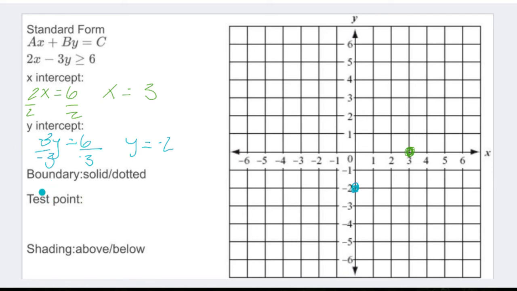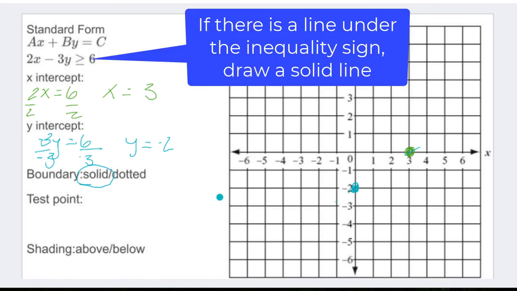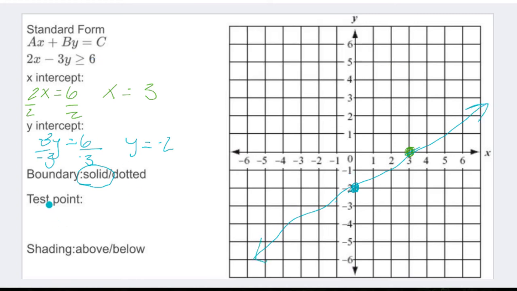So we look at our inequality sign for our boundary line. Now we have 2 points, and we draw a line through them. We only want to know, do we draw a solid or dotted line? Since this is greater than or equal to, we draw a solid line. Relatively straight. Okay.